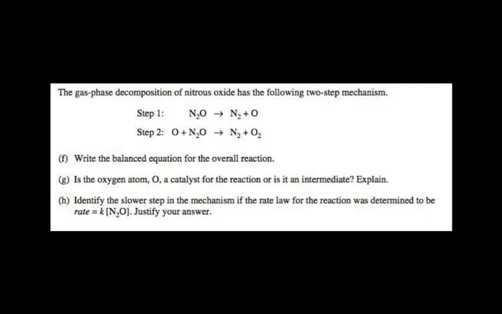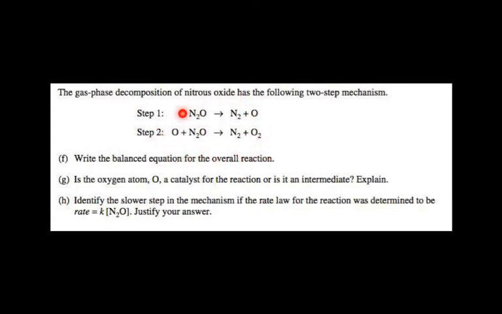Okay, so for part 2 of the reaction table problem, we're asked to write the balanced equation for the overall reaction. In step 1, NO2 decomposes into nitrogen gas and oxygen. And in step 2, oxygen and NO2 combine to form nitrogen gas and oxygen gas.